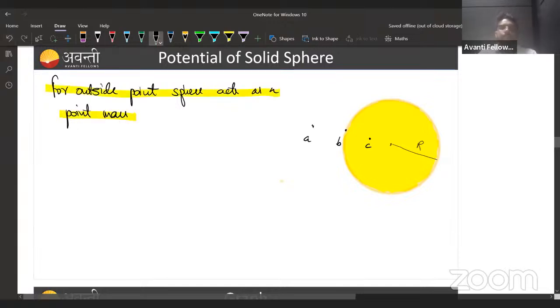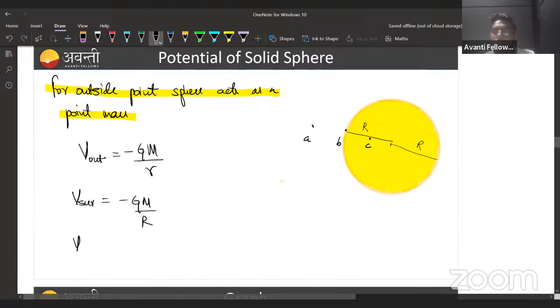Okay, let's move on. If it acts as a point mass, V outside will be equal to minus GM by R, where M is the mass of the whole sphere and R is the distance, in general. Now, V on the surface. For the surface, we have to substitute this distance as capital R. See, this distance is capital R, right?